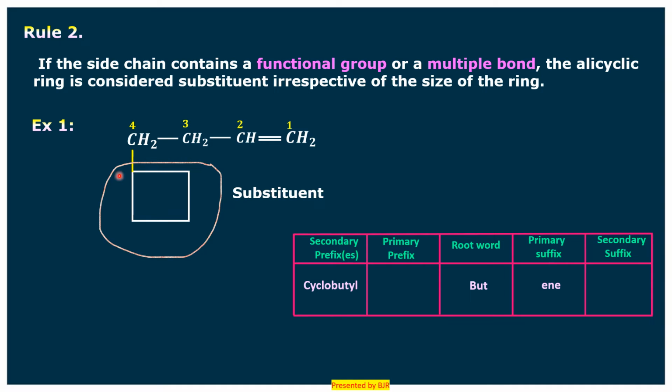And this cyclobutyl group, alicyclic group, has been attached to carbon 4. So 4-cyclobutylbut-1-ene. This is the IUPAC name of this organic compound.